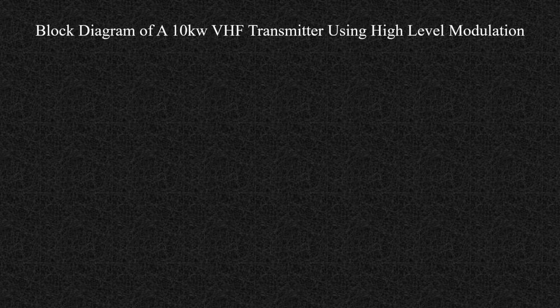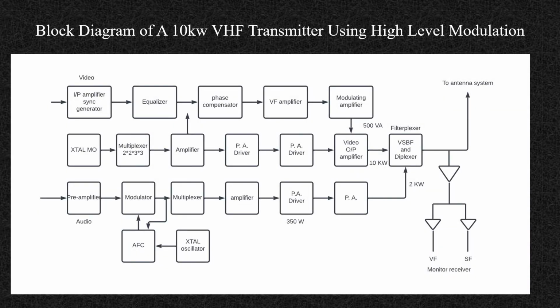Okay, so how does this particular thing take place? If you remember the definition, your amplifiers are in the initial stages. So we'll talk one by one. First we'll deal with the video signal. You are having an amplifier initially, okay, after that an equalizer, then a compensator, then you are having your video frequency amplifier, and the modulating amplifier. So before modulation there are several amplifiers you are using. You are increasing your power to, say, 500 VA.